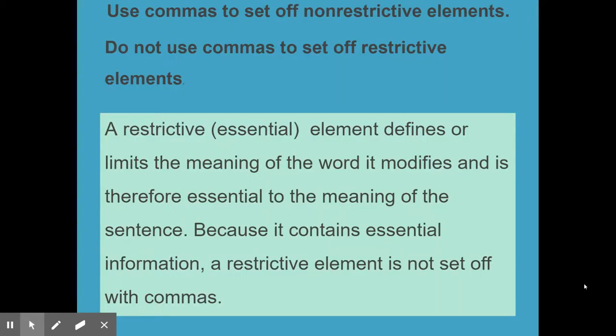Again, punctuation rules. You use commas to set off non-restrictive elements. Do not use commas to set off restrictive elements. A restrictive essential element defines or limits the meaning of the word it modifies and is therefore essential to the meaning of the sentence. Because it contains essential information, a restrictive element is not set off with commas.